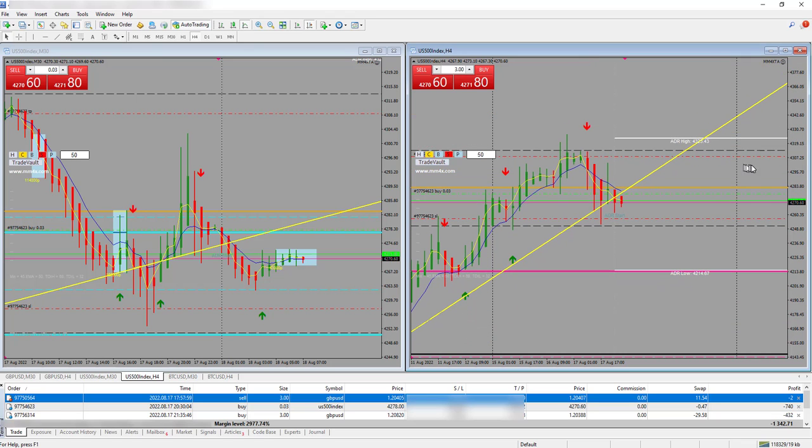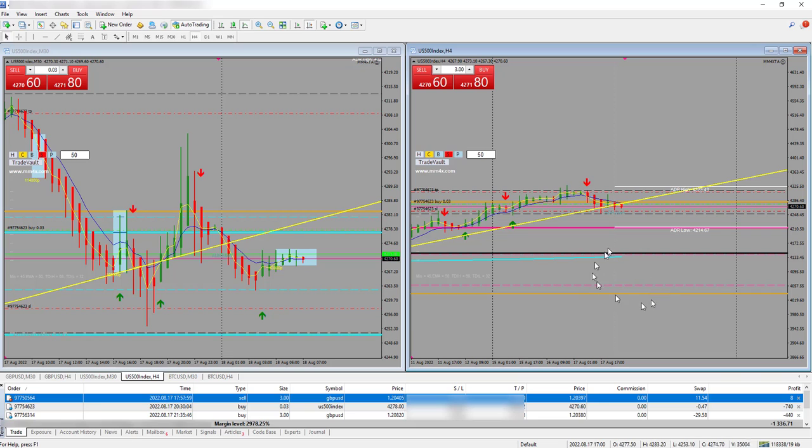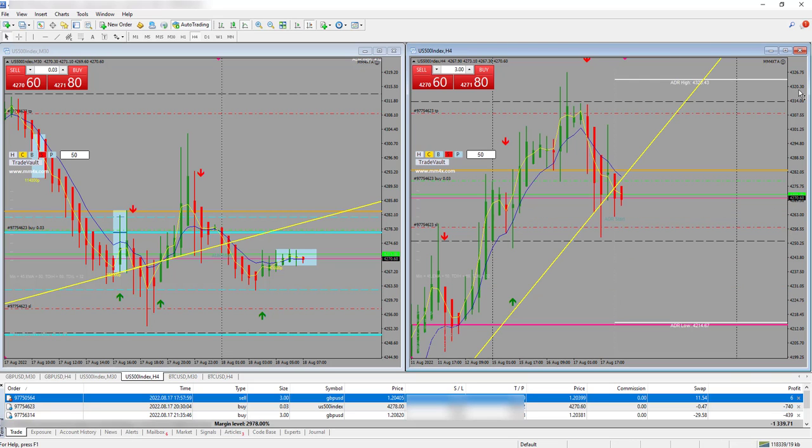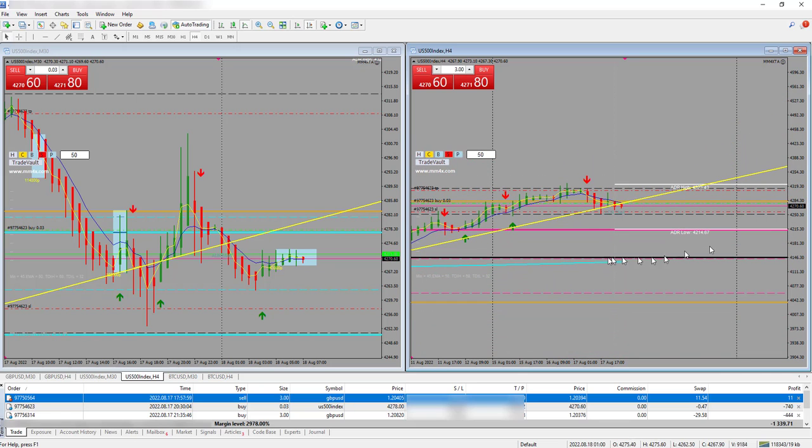So this pair again is trading in a bullish momentum. Now we got the high here, the super high, and the super low is here for this week. So my bias is that this pair will go back down to test the low of the week, which is somewhere near here, all right?